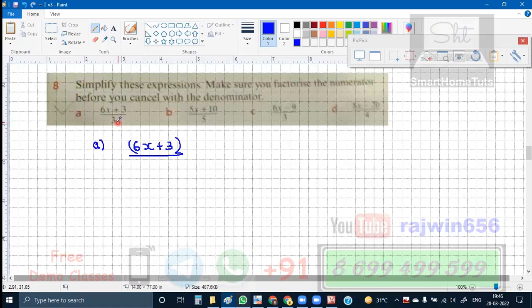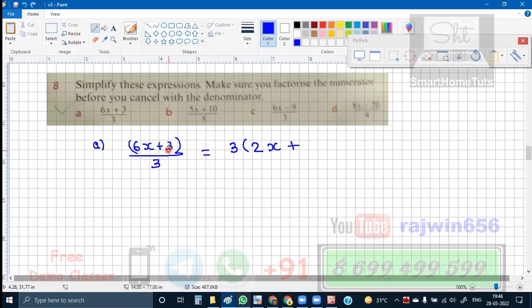This is divided by, in the denominator, we have 3. This is equal to 6 and 3. 3 is common. Inside the bracket, what is going to come? 6x is there, 3 twos are 6. Here 6 is there, 3 is taken out common. So 3 twos are 6, so 2 is coming here and x is also there.